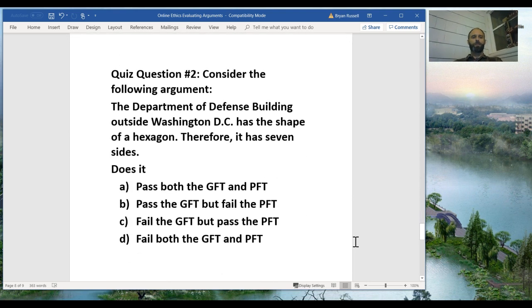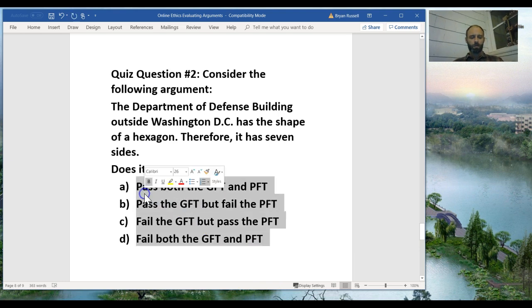The second quiz question. Consider the following argument. The Department of Defense building outside Washington, D.C. has the shape of a hexagon. Therefore, it has 7 sides. So a premise and a conclusion. And we're going to ask the same question about this one.